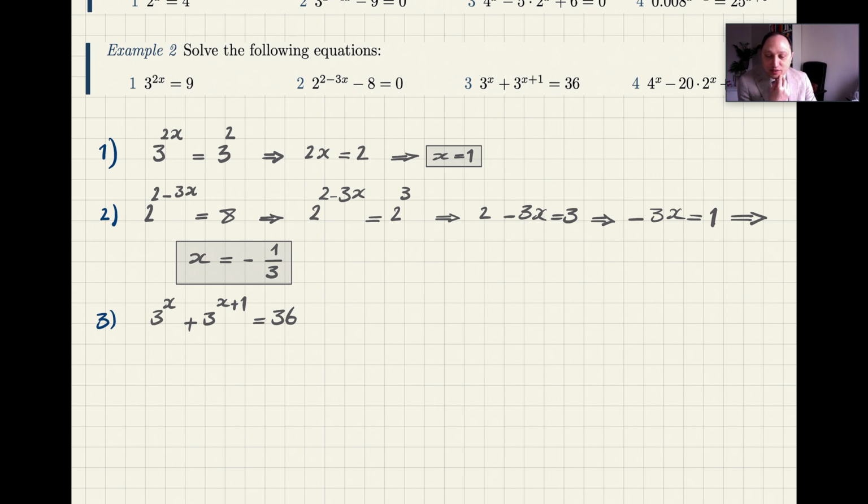So let us give this chance again to Hussein. Okay, so can you tell me what to do? I put 3 plus 1 in parentheses, right? Times 3 to the power of x is equal to 36.